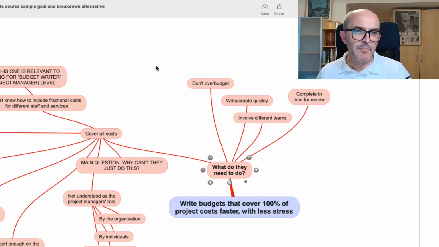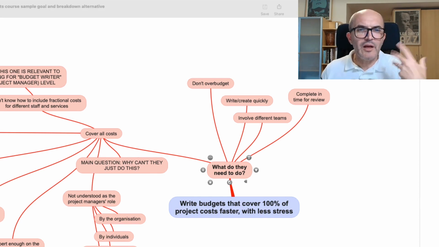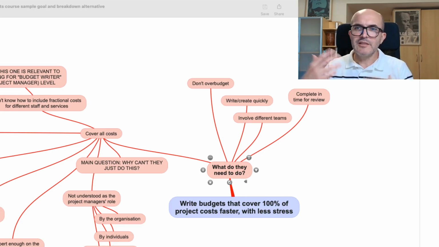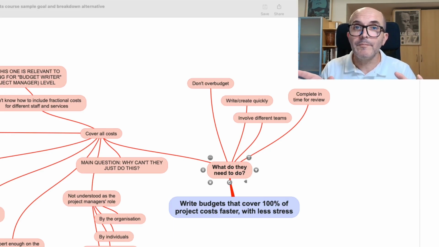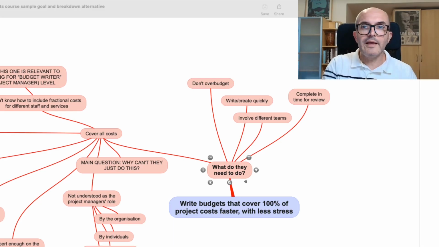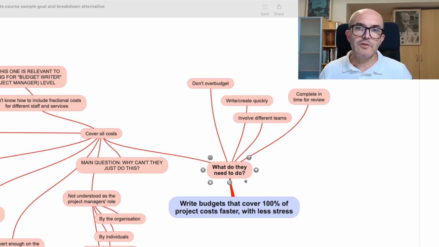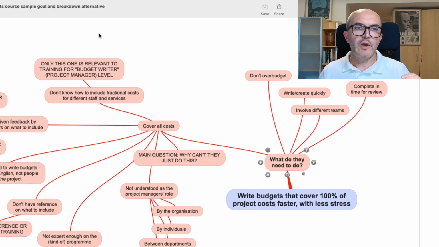The next step is to understand this question here. Why can't they just do this? Why can't I just send them an email and say, by the way, cover all the costs in the budget, and then problem solved? If you could do that, that would be the right choice to make. So why wouldn't that work in this case? Right. This is what we're going to look through.